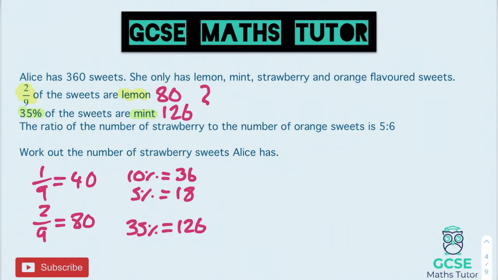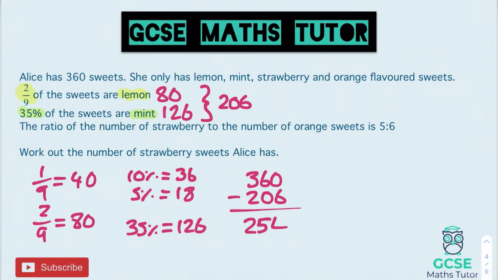Now you can add those both together, and that gives you 206 in total, and you're going to have to take that away from the total 360 in order to get our amount that can be shared in the ratio. So if we do 360 and we take away 206, you should have got the answer 154. Sorry, I said 254, that's wrong, 154.